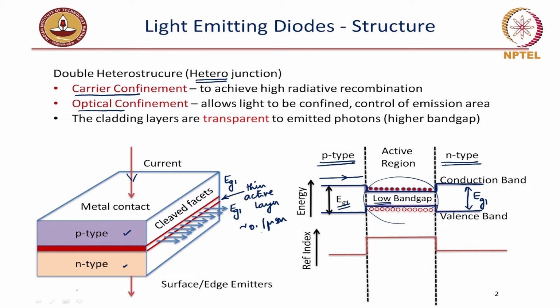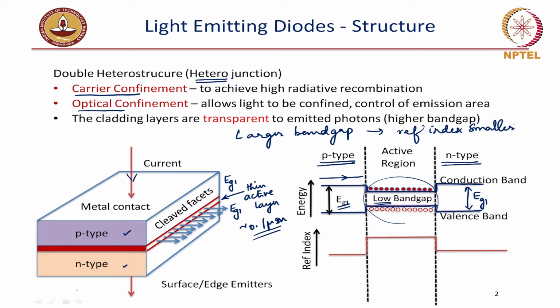Now, since the width of the active layer is much smaller, the carrier density becomes larger, and the larger the carrier density, the larger the possibility of radiative recombination. Hence this process of growing a thin active layer between the p-type and n-type helps in increasing the radiative recombination. Now, this also has another benefit, and the second benefit is optical confinement. So it turns out that in semiconductors that are transparent, the larger the band gap, the smaller the refractive index.